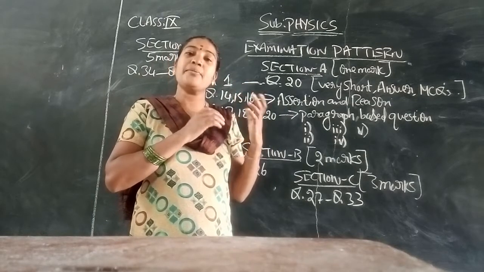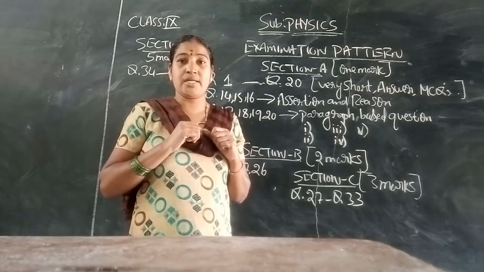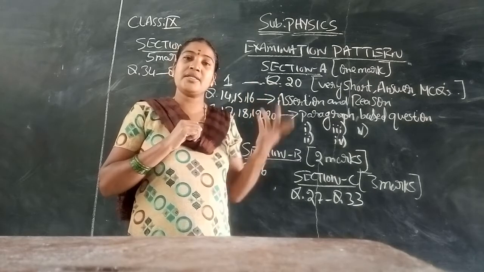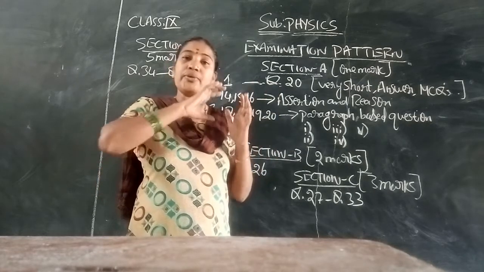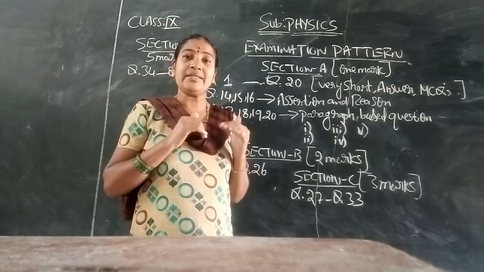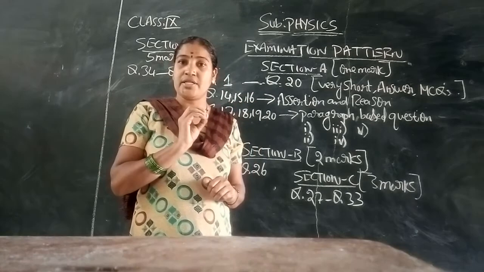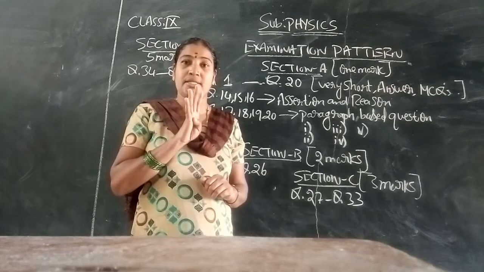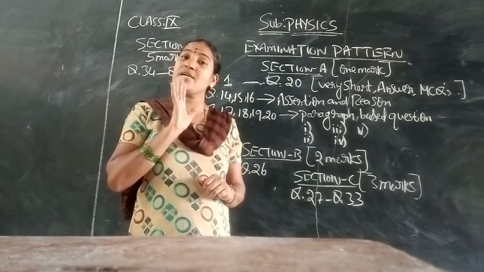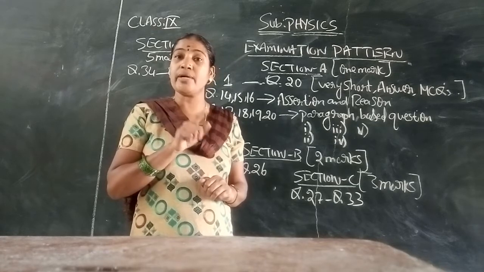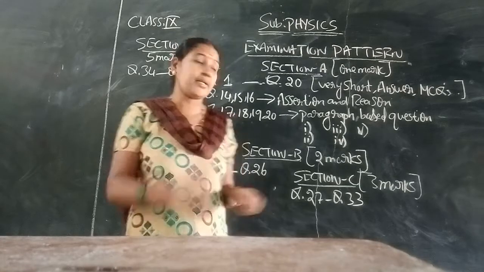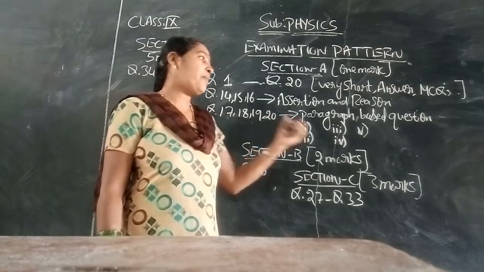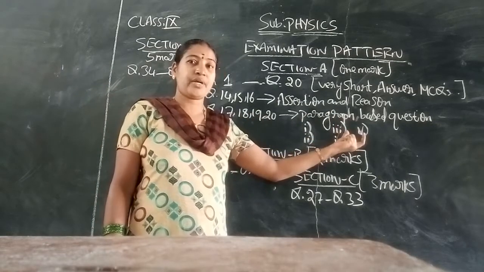Sometimes diagram based questions are also there, otherwise paragraph questions will be there. You have to read the paragraph, and within that they are going to ask you 5 questions. How many questions? 5 questions. And you have to answer only 4. The teacher asks 5 questions, but you have to write the answer for only 4 questions. That is mainly for questions 17, 18, 19, 20, the paragraph based questions. Understood, children?